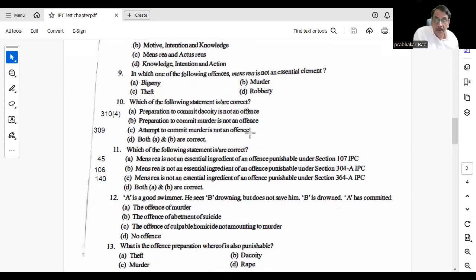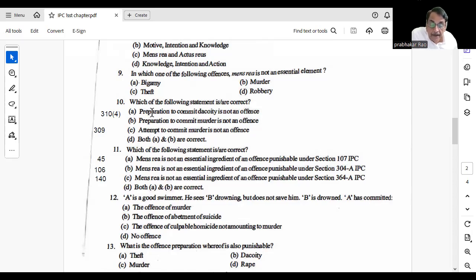Which of the following statements is correct? Preparation to commit dacoity is not an offense. Preparation to commit murder is not an offense. Attempt to commit murder is not an offense. You see, attempt to commit murder is an offense. It is section 309 of BNS.